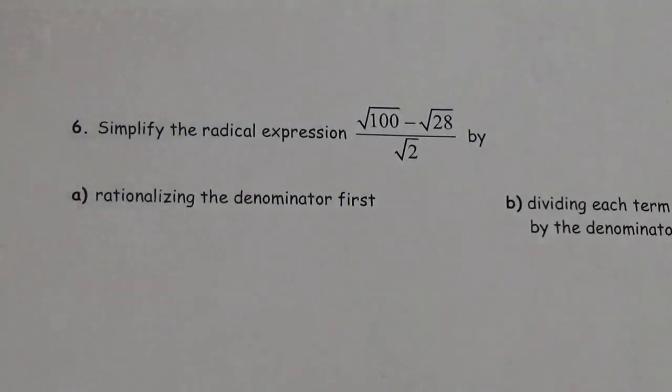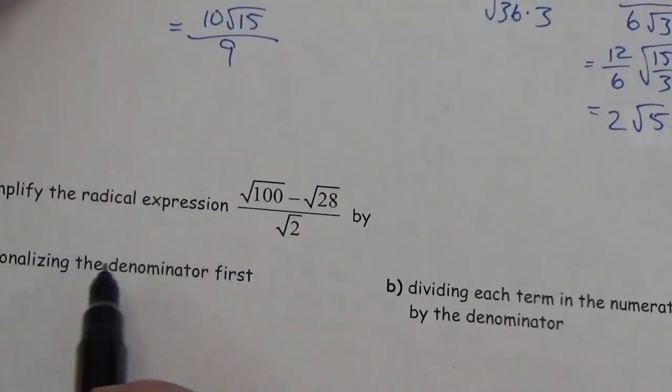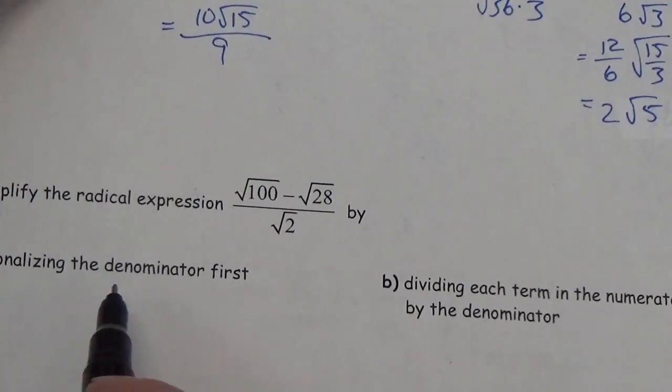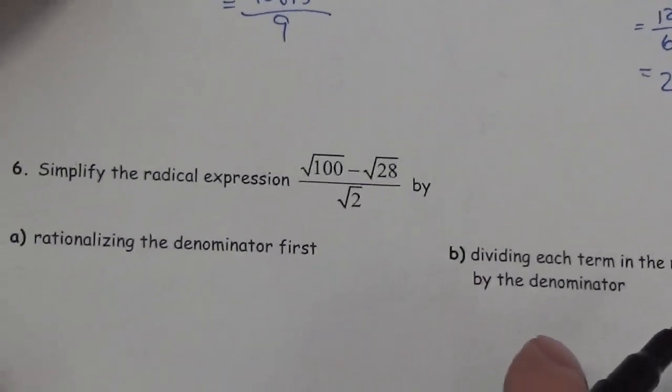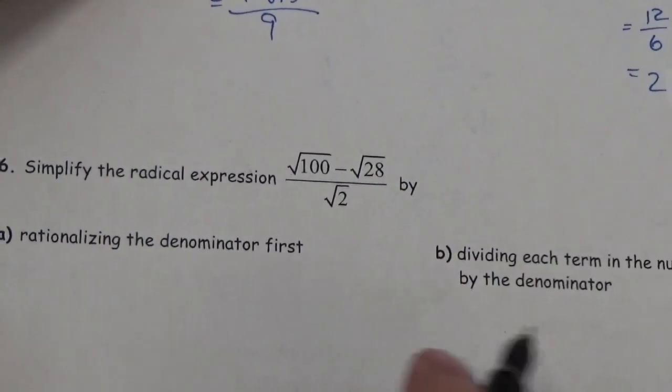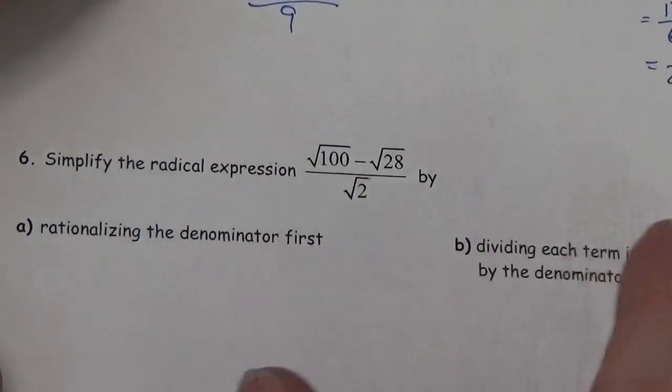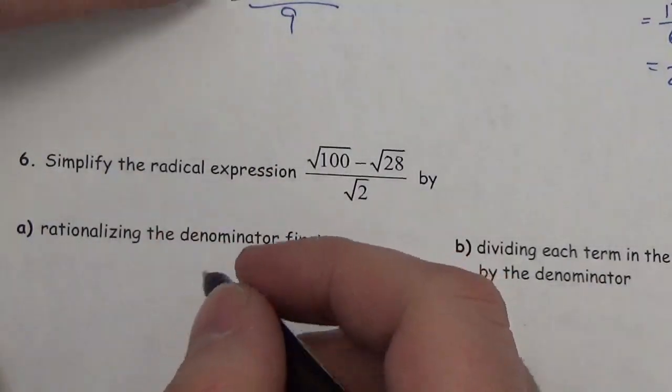Okay, in this last question here, we're going to do this in 2 different ways. First of all, we're going to simplify the radical expression by rationalizing first, okay? And then I'll do it by dividing each term in the numerator by the denominator. First thing we're going to do, though, is we're going to simplify.